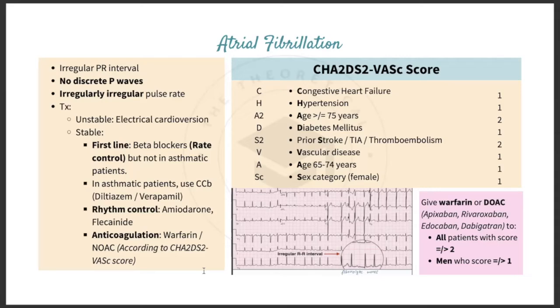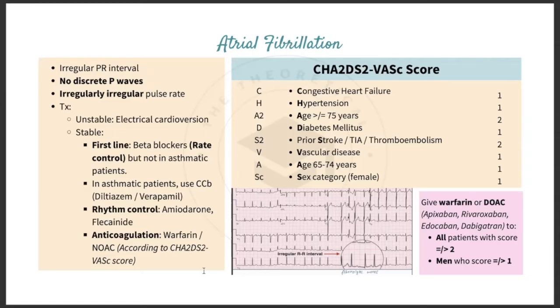If the patient is stable, hemodynamically stable, the first line would be beta blockers because you want to control the rate. Patient with atrial fibrillation, the heart is beating really, really fast. They have a high heart rate, increased heart rate. So you would give beta blockers to basically control the rate, slow down the heart. But you do not administer beta blockers, of course, in asthmatic patients. In asthmatic patients, you would give calcium channel blockers, like diltiazem or verapamil.